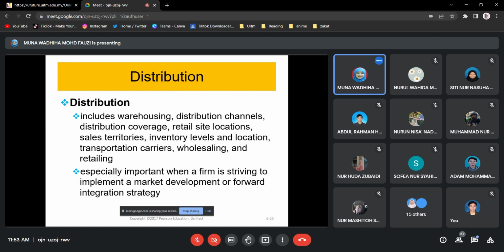direct to the customer. Indirect, from the marketer, it will be the middle person. For example, wholesaler, retailer, and then the last one, customer. So direct and indirect marketing channel.